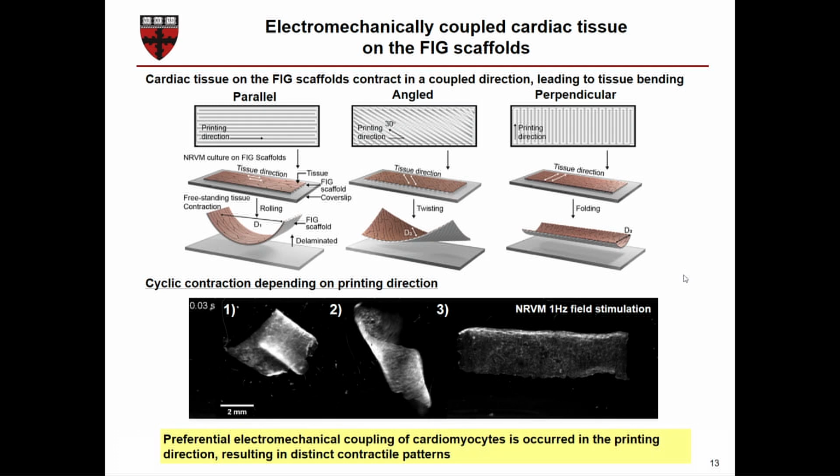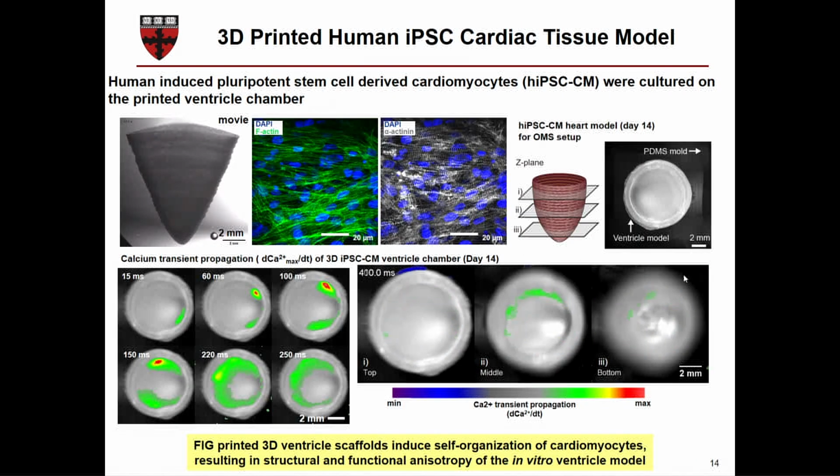So now here we can see the preferential electromechanical coupling of the cardiomyocytes occurred in the printing direction, so that it shows distinct contractile patterns depending on this printing direction.